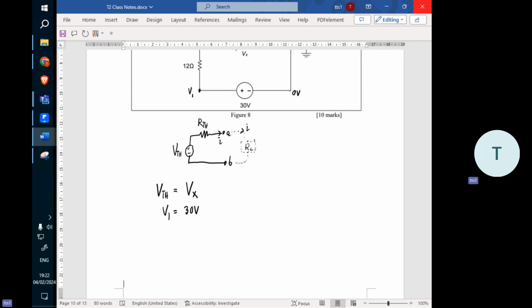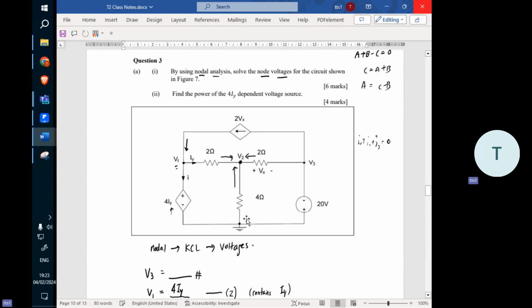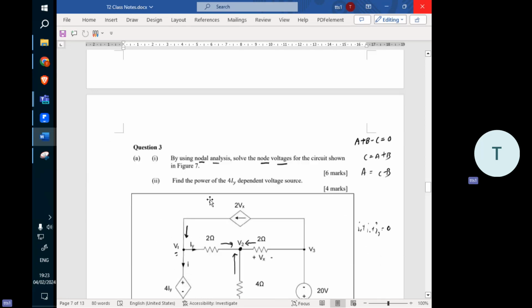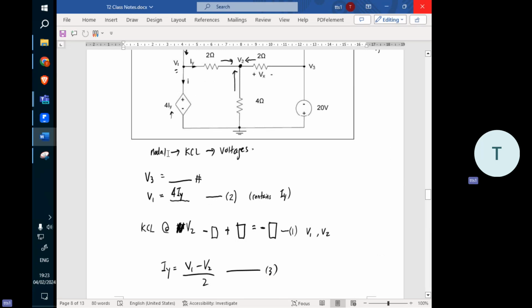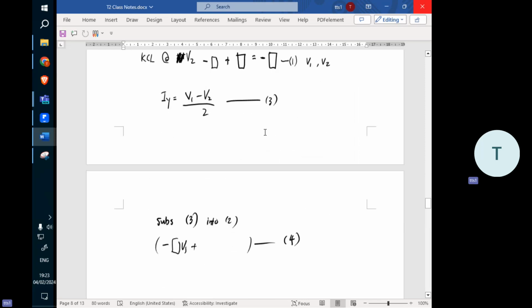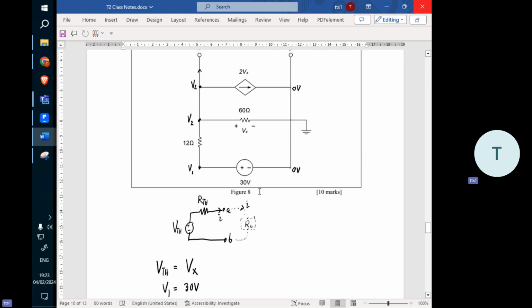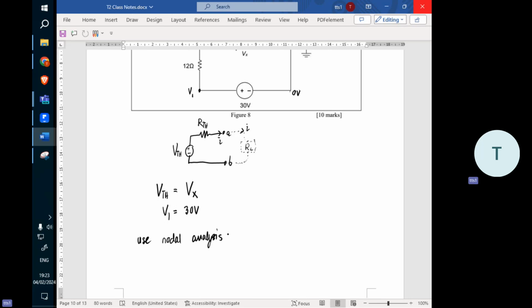Okay, so the next step is to use nodal analysis. After I confirm these two with you, use nodal analysis. We learned it before, right? The question says that you need to use nodal analysis. Nodal analysis is using KCL to determine the voltages. So here we have 3 voltages. If you compare, it's somewhat similar, right? 2 voltages here. Use nodal analysis at node 2, the V2 node.